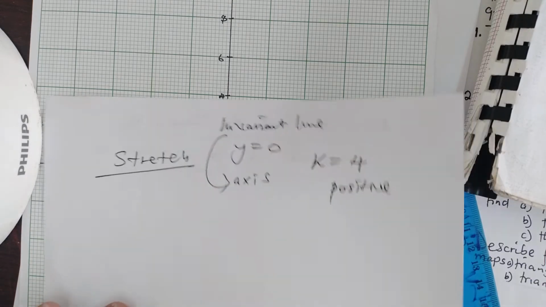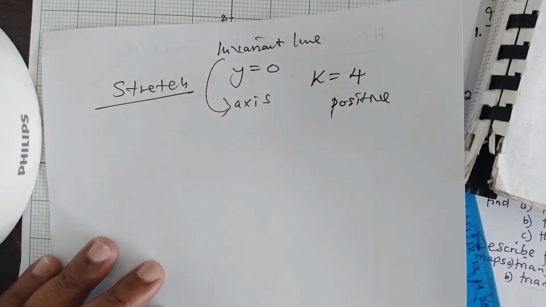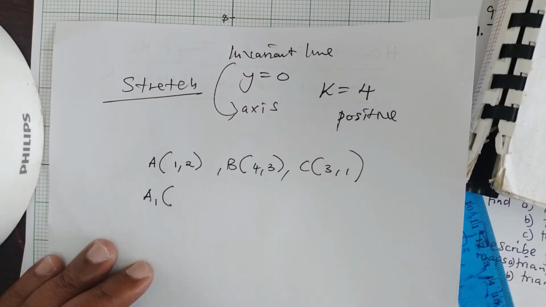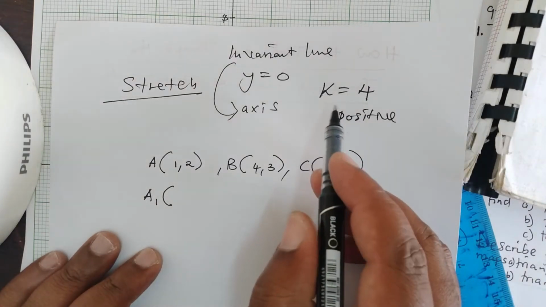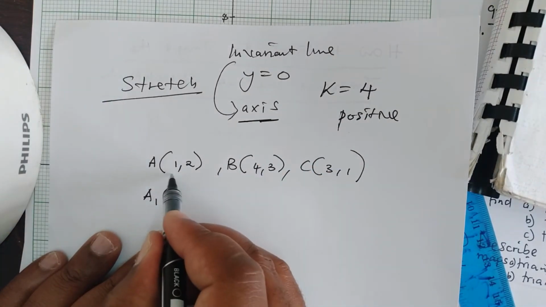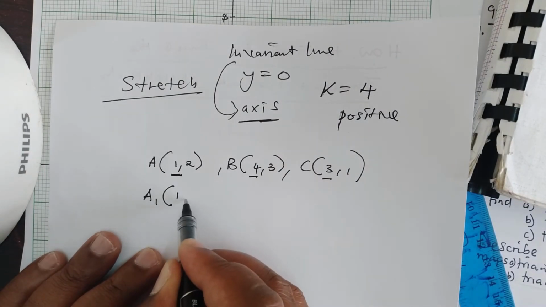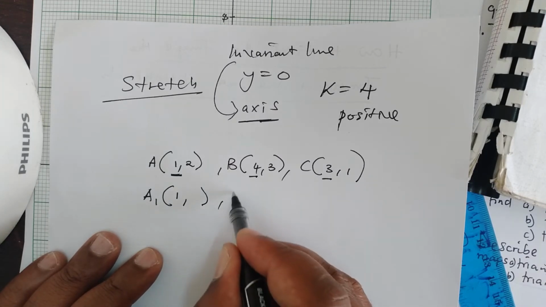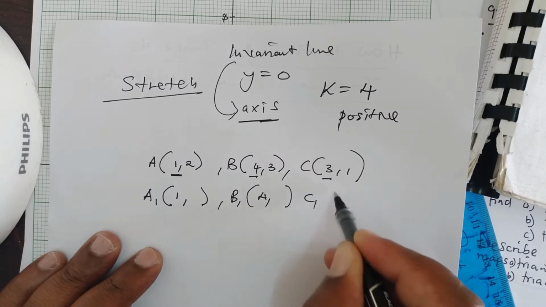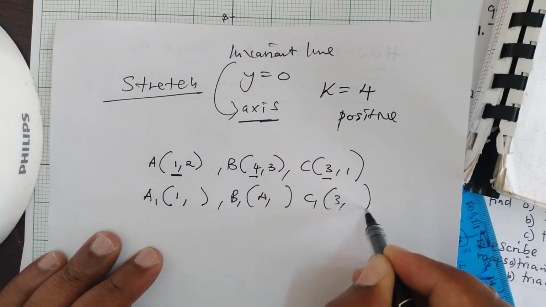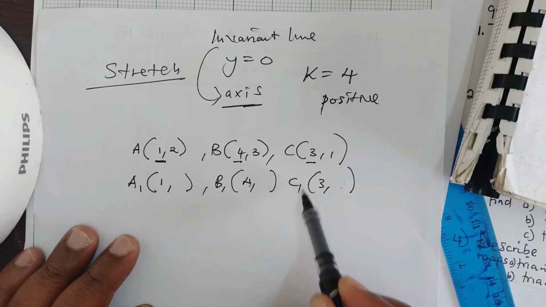So now, to make your job easy, let me rewrite these coordinates. Okay, so these are the coordinates that we have. So now we must find the image. What is our invariant line? The invariant line is the x-axis. It simply means these coordinates of x should be maintained. So you have got 1, comma, we need to find y there. So B1 will be 4, comma, we need to find y there. Then C1 will be 3, comma, we don't know the value of y. Because the x-axis is the invariant line, these values of x will be maintained.